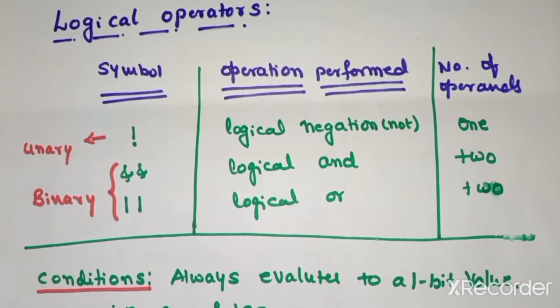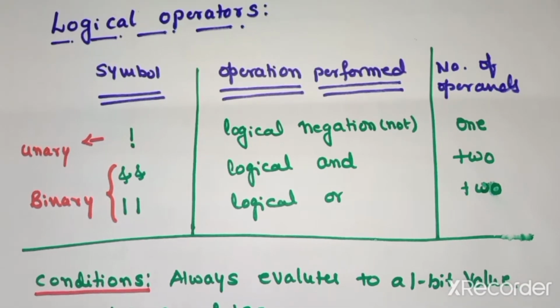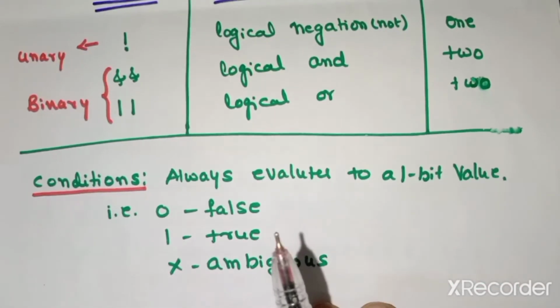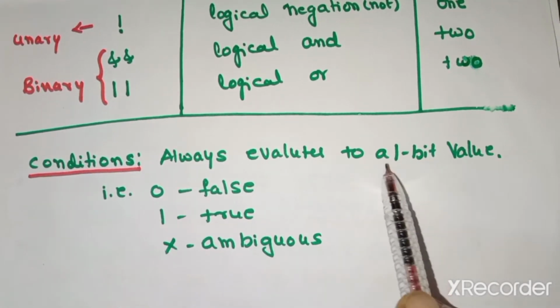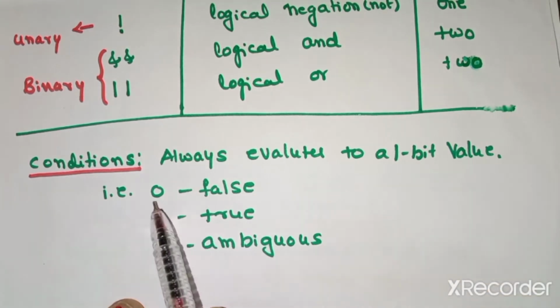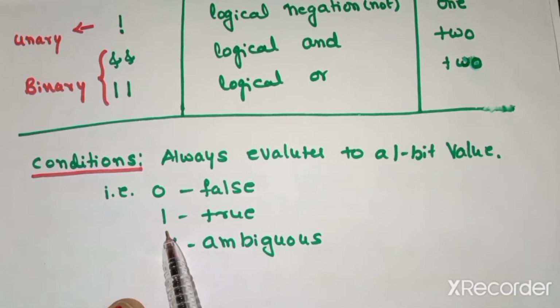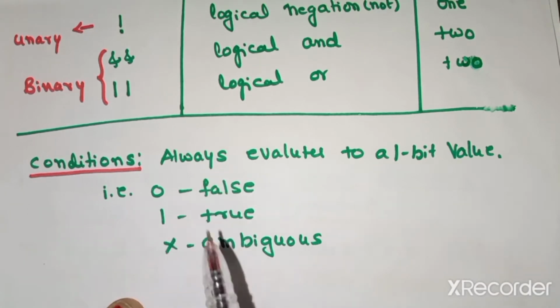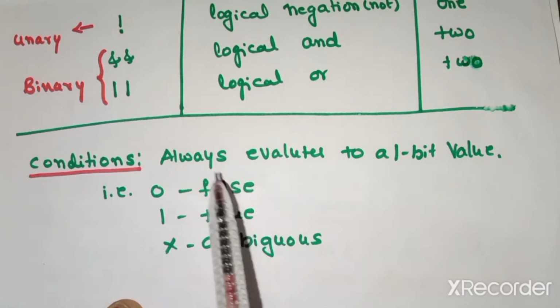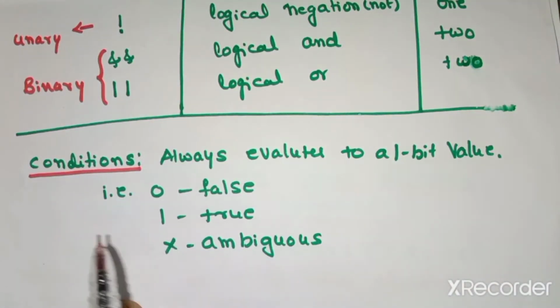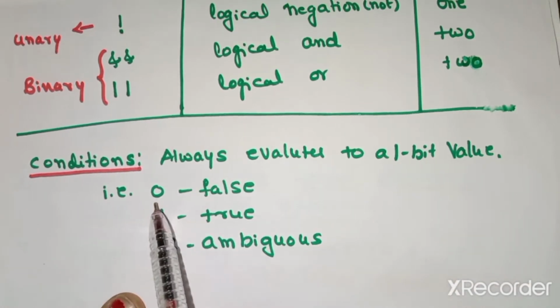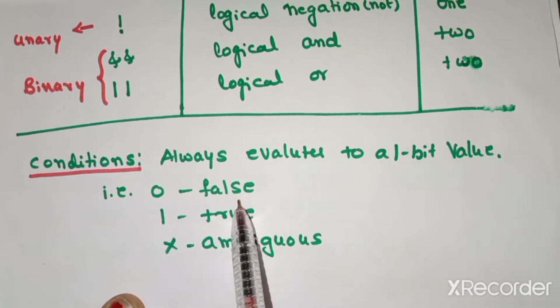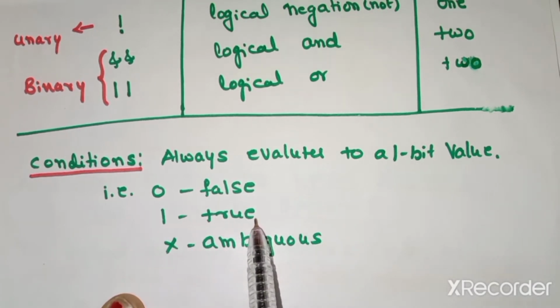Another point to understand is that the logical operators always evaluate to only one bit value. It may be 0 or it may be 1. There is also another value in Verilog, the ambiguous value. This logical operator always operates to give only one bit value. 0 means false, and 1 means true.